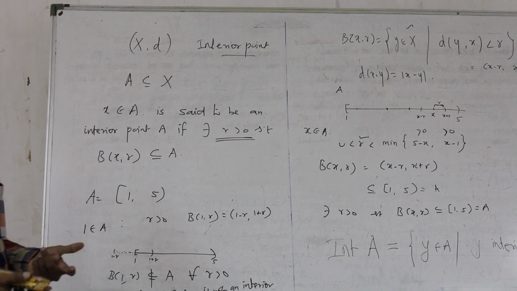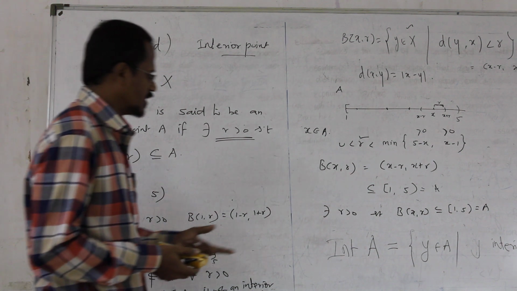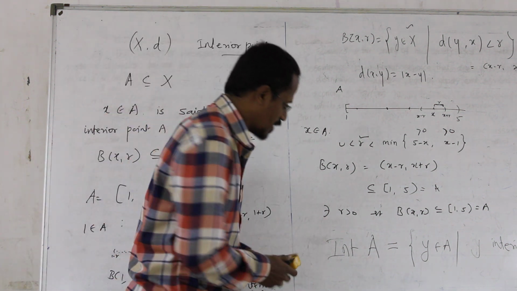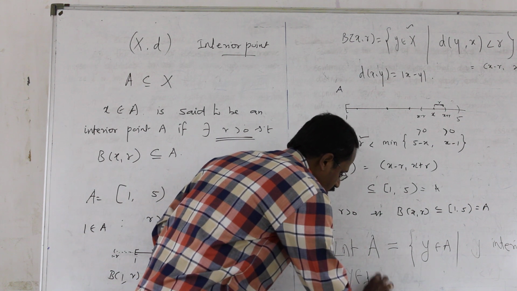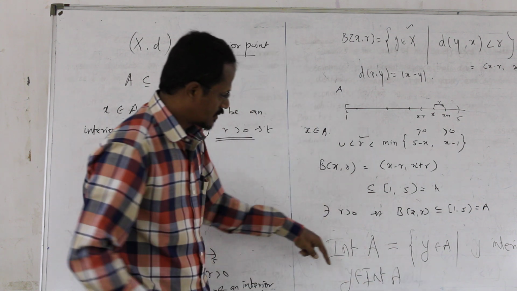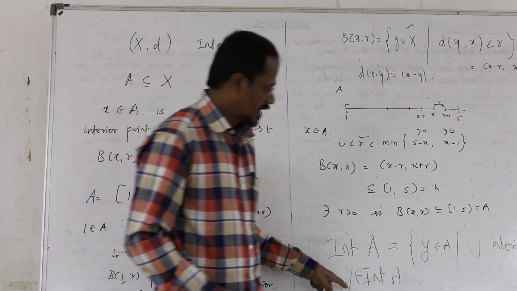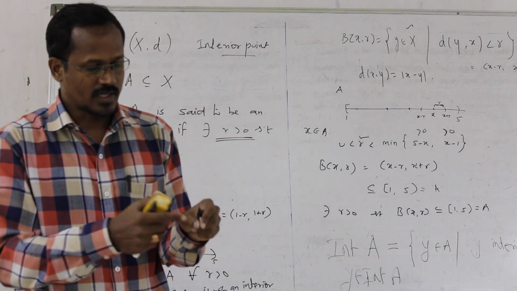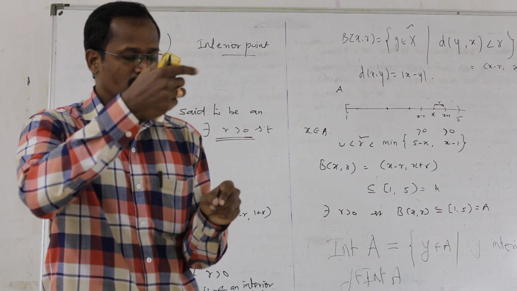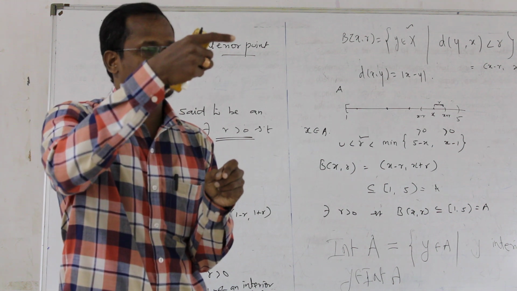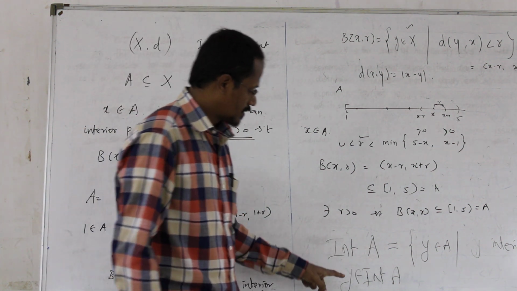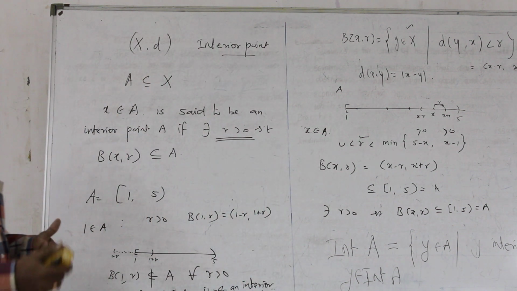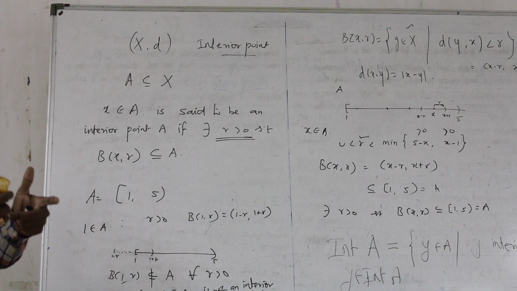What is the property that a point in this set should obey? If I take a point y in the interior of A, then what are the properties that y has? y must be a point of A, and y is an interior point of A. That means y is in A, and for that y there is a positive radius such that the ball with center y and that positive radius is completely contained in A. So that is the property the point y has. You collect all such points y, put them in a set, and that is the definition of the interior of A.